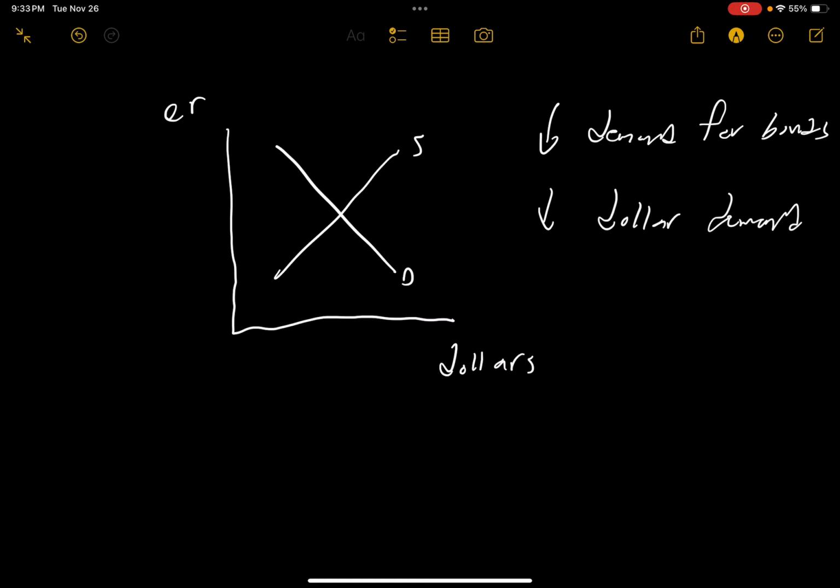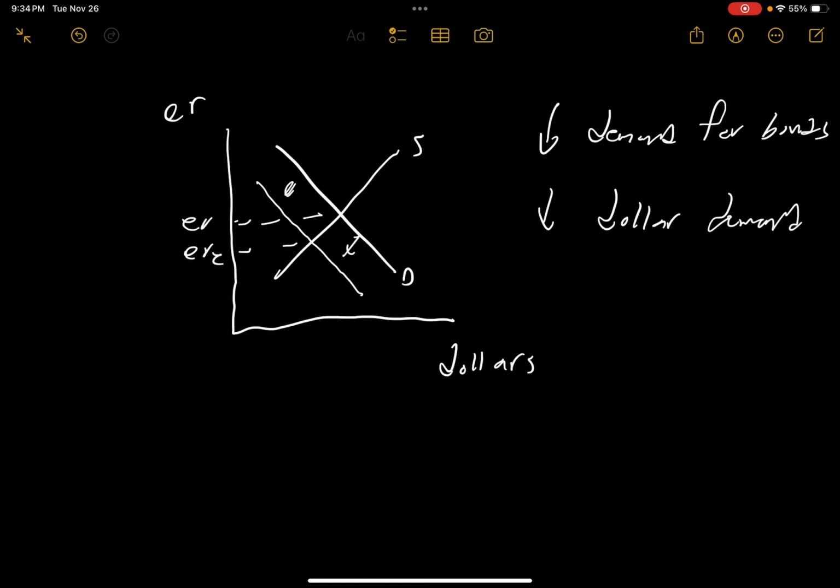Because if no one wants to buy bonds, then no one wants to demand dollars, right? No one wants to convert their foreign currency into dollars and purchase bonds when bonds in foreign countries are more powerful, because the bonds in America have a lower interest rate compared to the ones in a different country. So this shifts our demand curve to the left. And we have our original exchange rate here and a new exchange rate here.